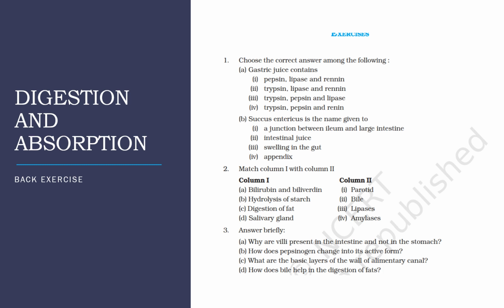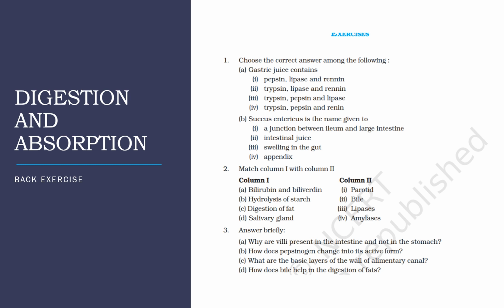First, A question, gastric juice contains pepsin, lipase and rennin. So this is the correct option, pepsin, lipase and rennin. Next, second, third, and fourth have trypsin, and trypsin enzyme is secreted in the pancreatic juice, which is present in the duodenum. So first option is the correct option.